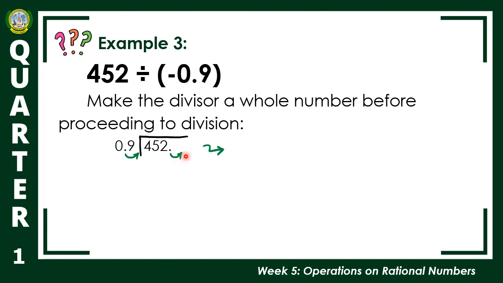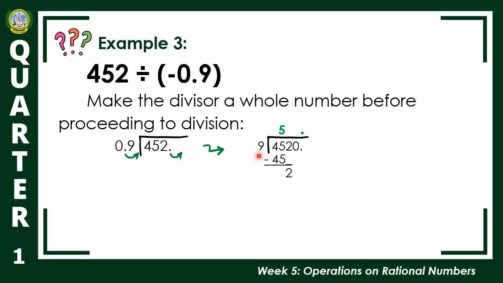So, pag minove po natin siya, we have to add a 0. Okay? So, nag-move tayo ng 1 decimal place, kaya nag-add tayo ng 0. And then, whole number na po yung divisor. So, let's now divide. 4 divided by 9 cannot be. So, let's take up to the second digit, 45. 45 divided by 9 is 5. Okay? So, 5 times 9 is 45. 45 minus 45 is 0, meaning we have to bring down the next digit, which is 2.